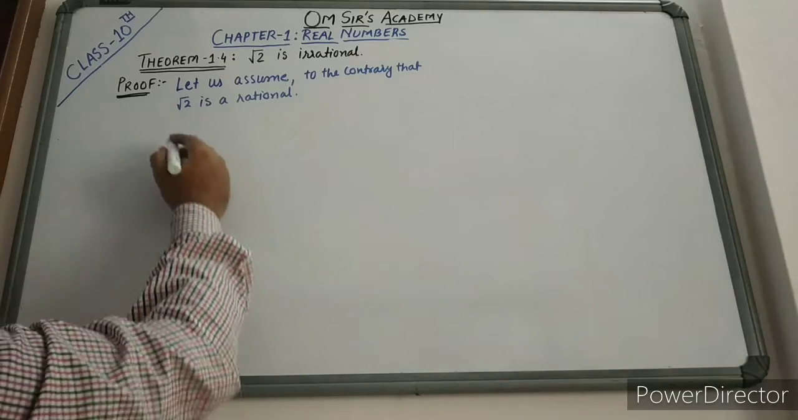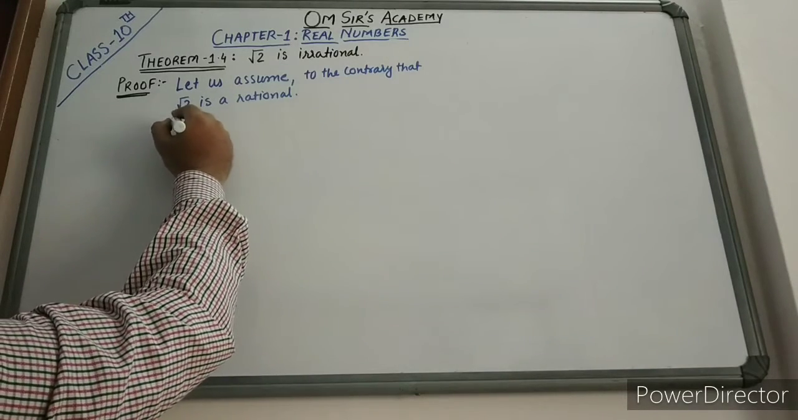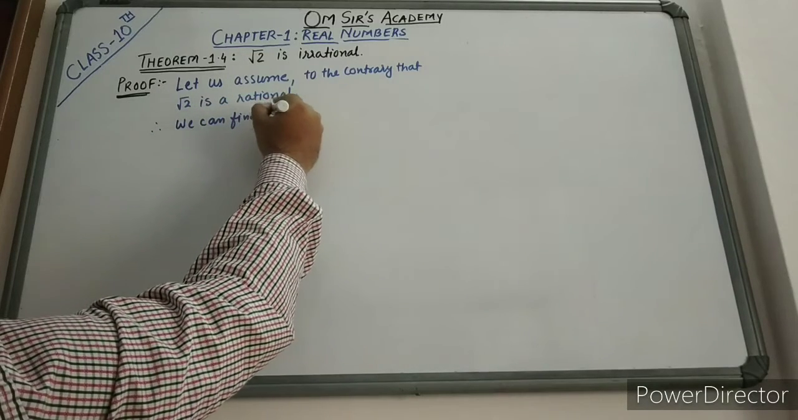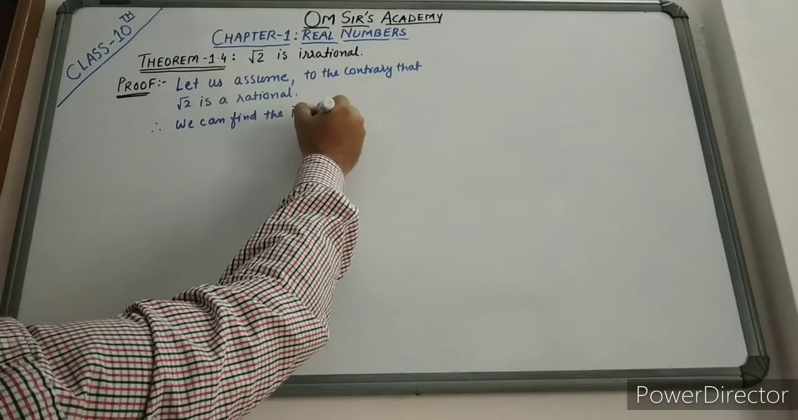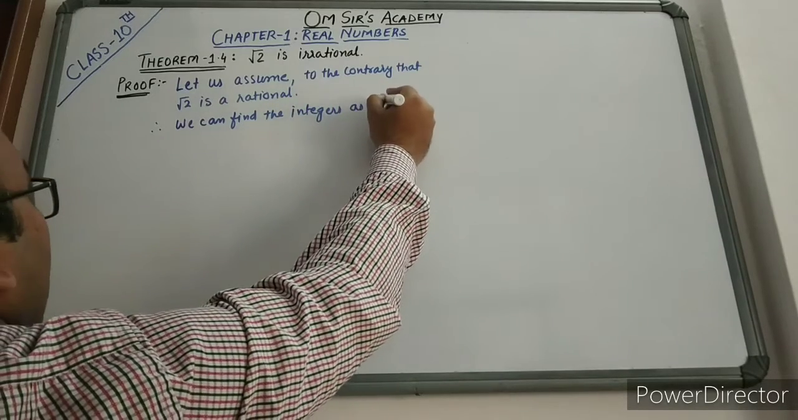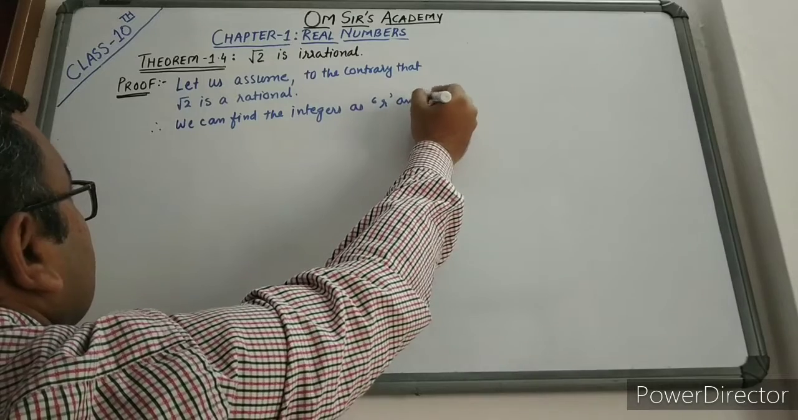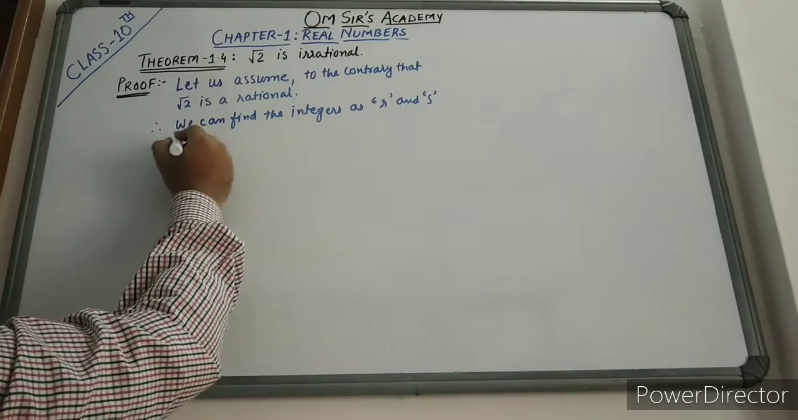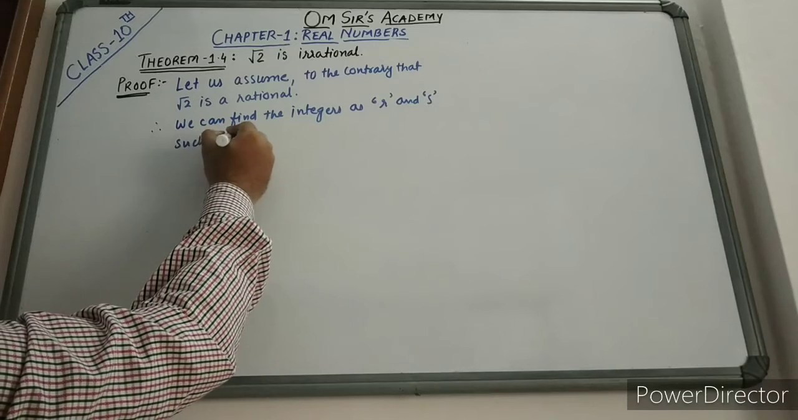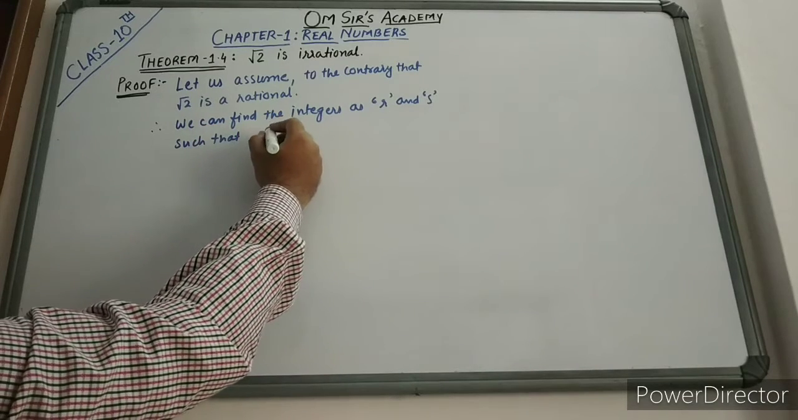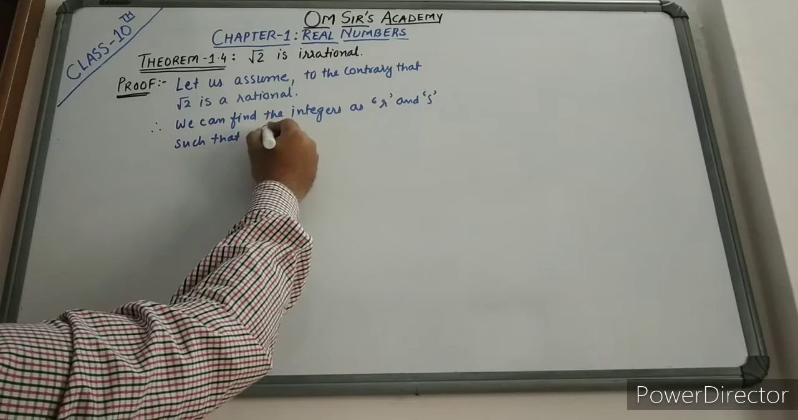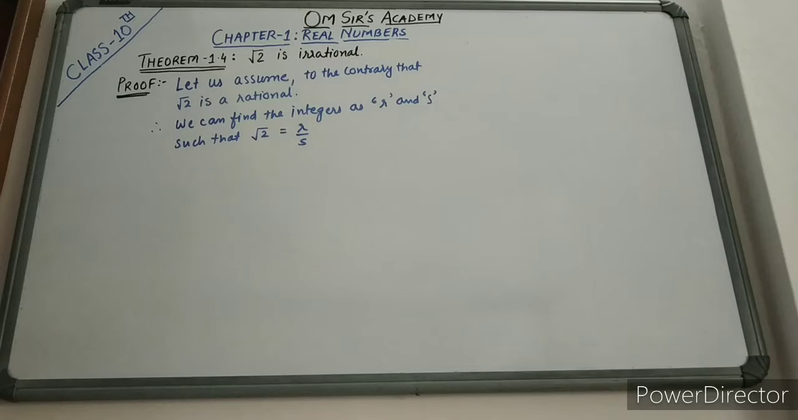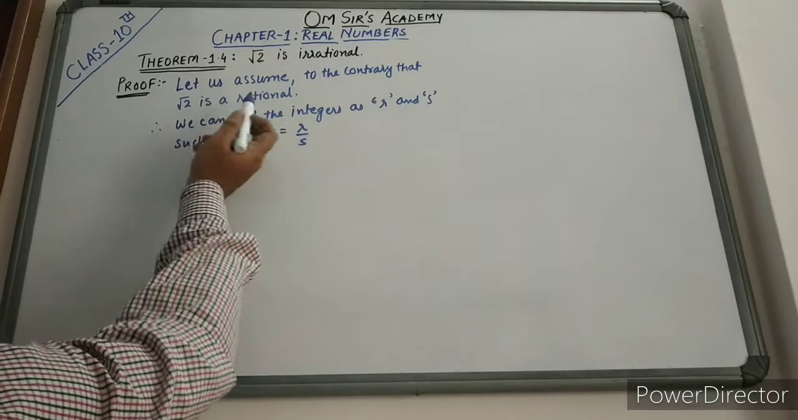Now in this case, we can find integers R and S such that root 2 is equal to R upon S. Is it clear? So we assume that root 2 is a rational number.